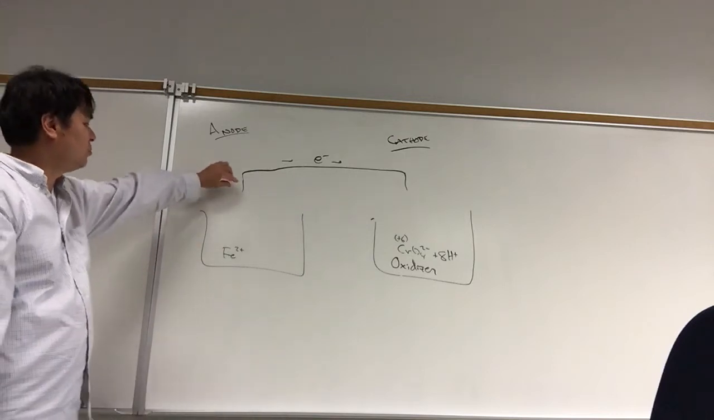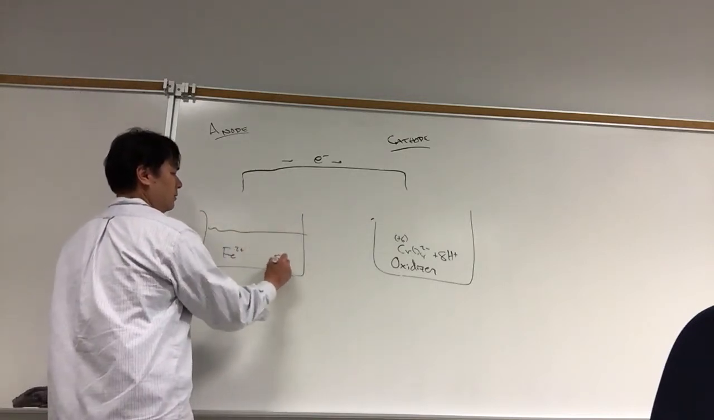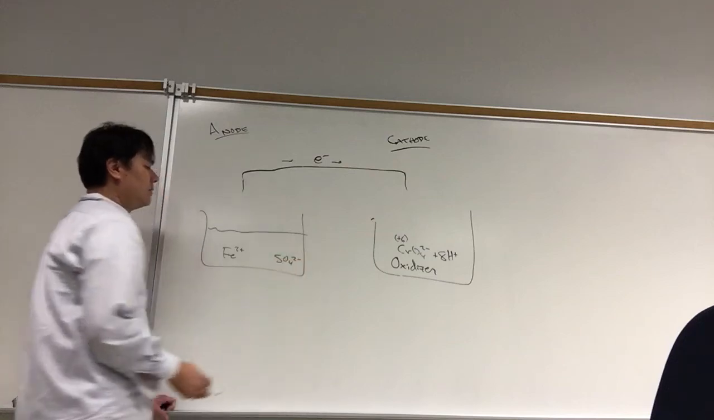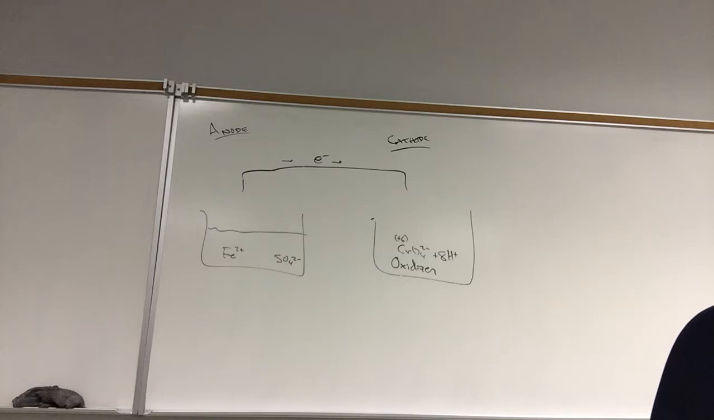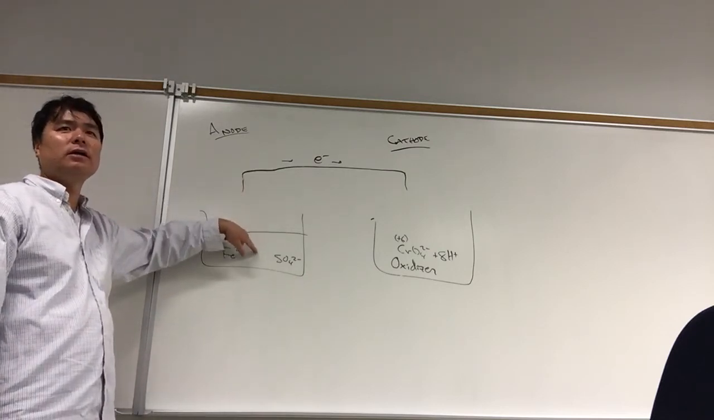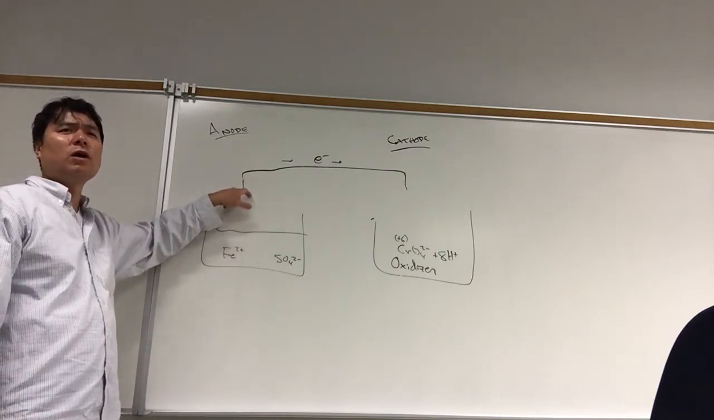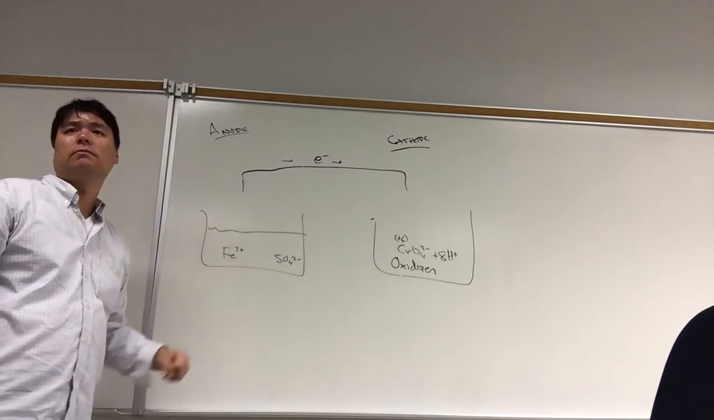Should we just dip the wire inside this Fe2+ solution? This is probably FeSO4, which is usually what we have, iron(II) sulfate. Do we dip the wire? Well, if we dip the wire in here, the wire is made out of copper. Would the copper react with the iron(II)? Yes.